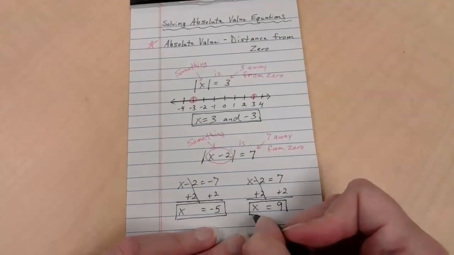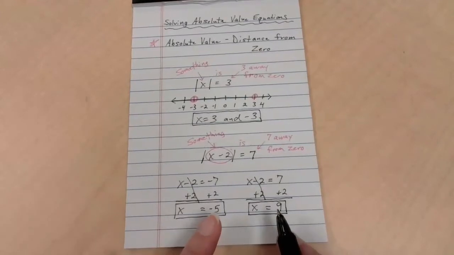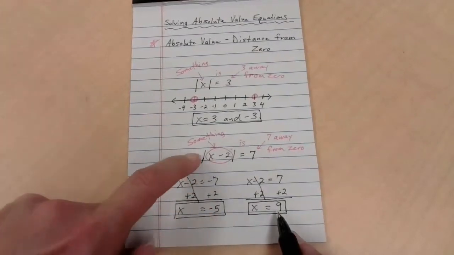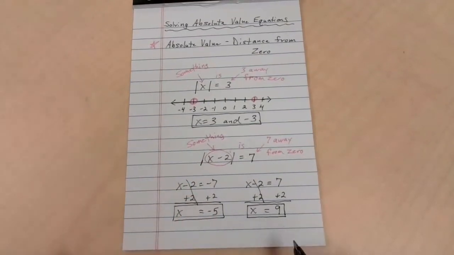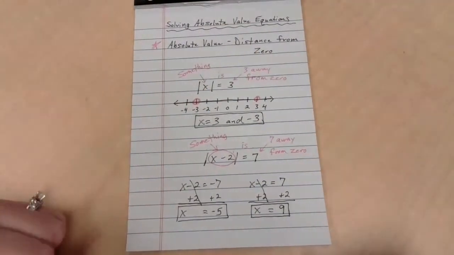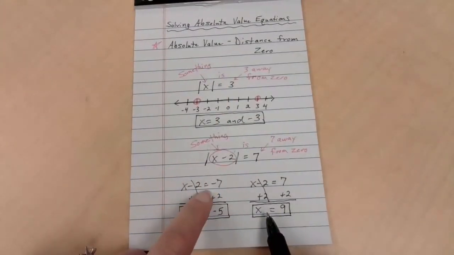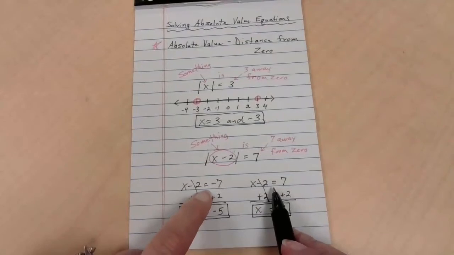What did I just get done saying? My answers will not always be opposites of each other. Negative 5 and 9 are not opposites, but they are both good answers for this equation, and I have to have them both. So something is a certain distance from 0. And that something can go one way, and that something can go the other way.